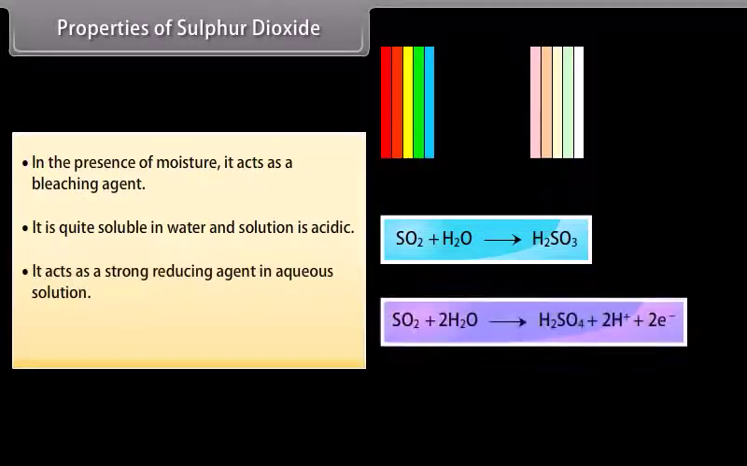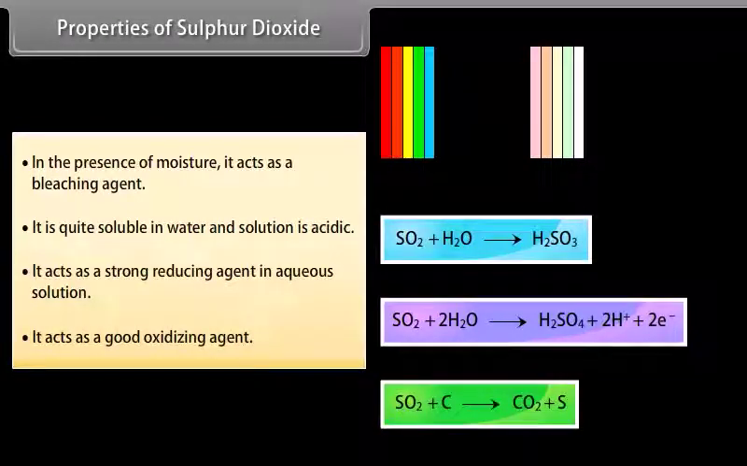It acts as a strong reducing agent in aqueous solution. It acts as a good oxidizing agent. For example, at 1000 degrees Celsius, it oxidizes carbon into CO2.